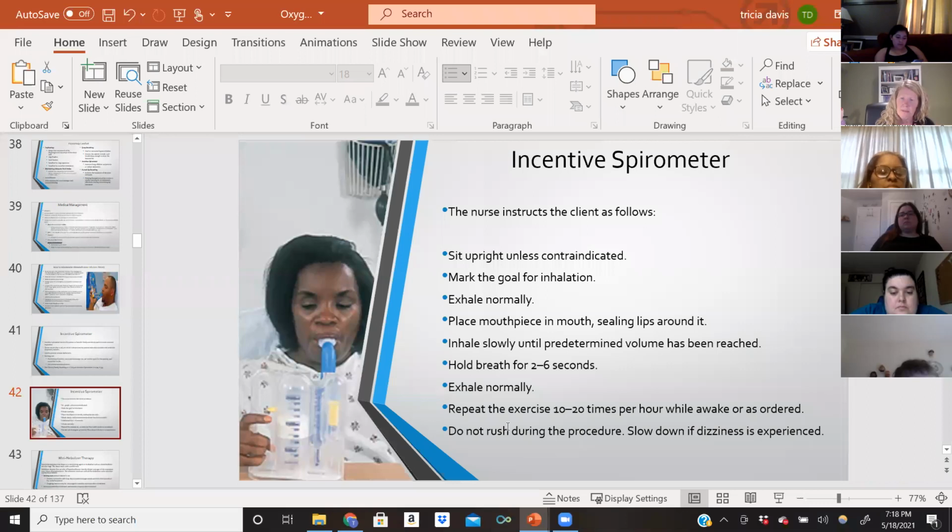And then sometimes, because you're bringing that air in and you're using so much force to breathe in, it can cause them to be dizzy. So just tell them to slow down and maybe only do it 5 times an hour until they build up a tolerance. But if you really stay on them, they will increase by the end of your shift how much they can breathe in. It's very, very effective.